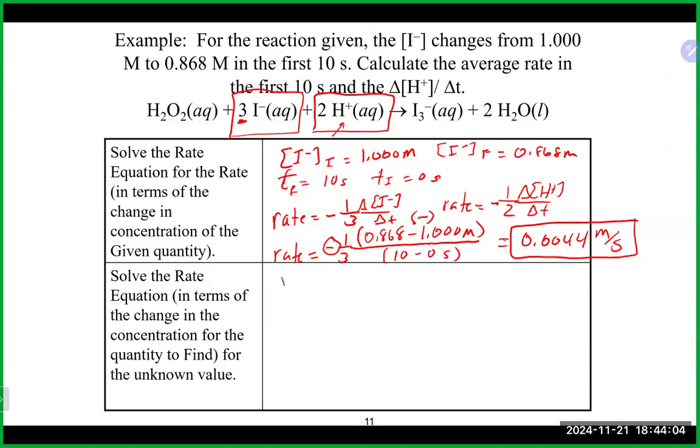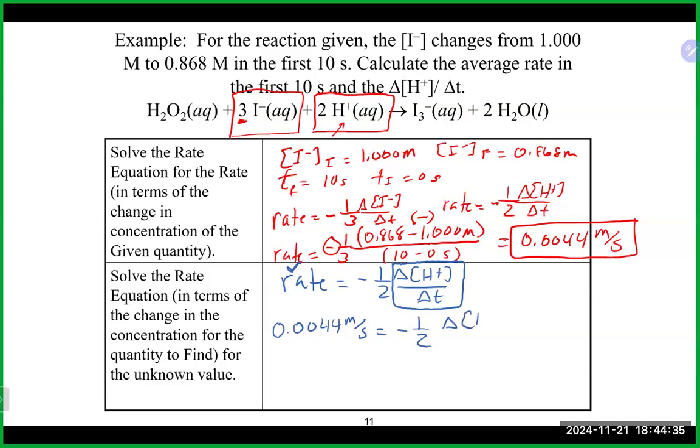So we know that our rate is equal to negative 1 over 2, the change in the concentration of H plus over the change in time. We just solved for this rate because it is the same rate. That means we actually want to solve for this whole thing. So that means that basically we have 0.0044 molar per second equals negative 1/2 the change in the concentration of H plus over the change in time.